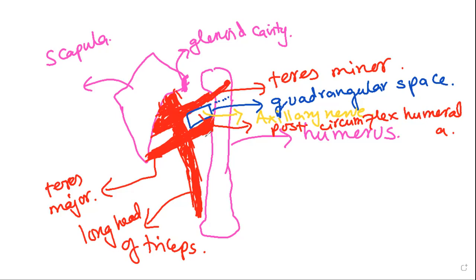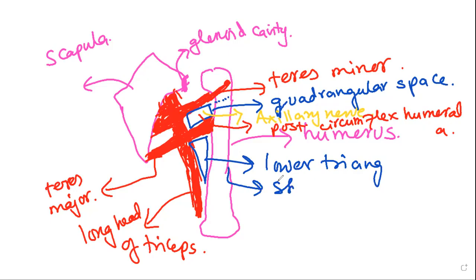Now this space, this is your lower triangular space, and it is near the shaft of the humerus bone. This is the shaft of the humerus bone. Lower triangular space. What is passing through the lower triangular space? See here, everyone. Number one, a nerve is passing here. What is the name of this nerve? This is your radial nerve. Very important. So in the lower triangular space, the radial nerve is present.